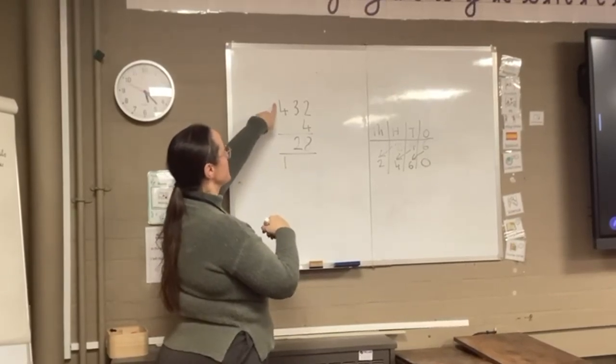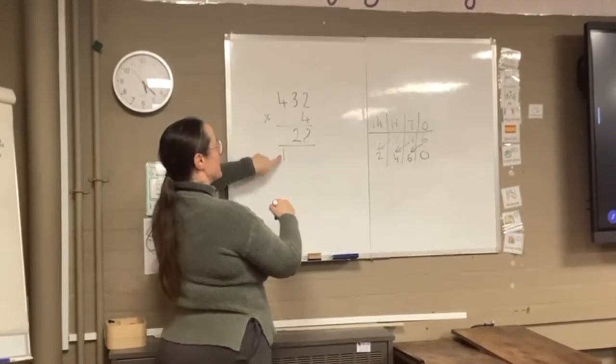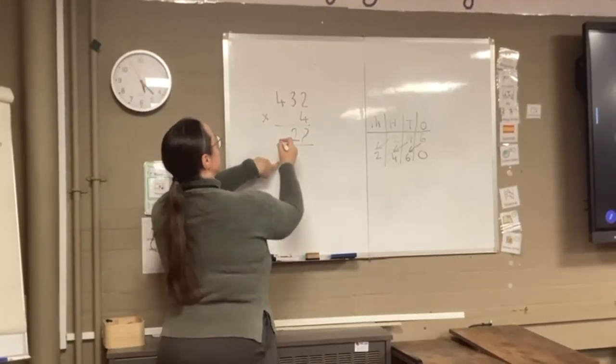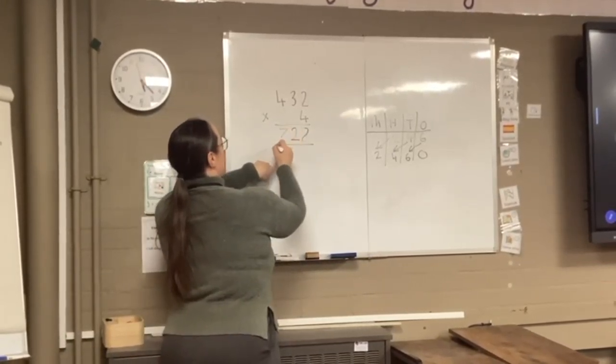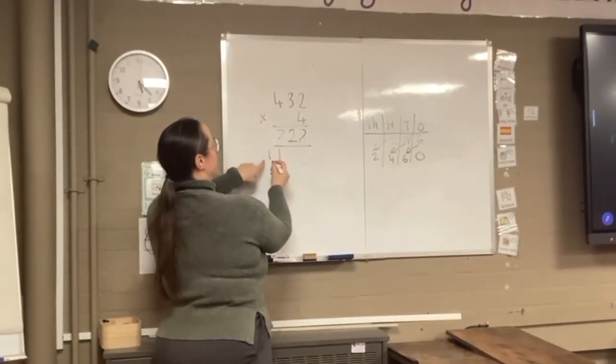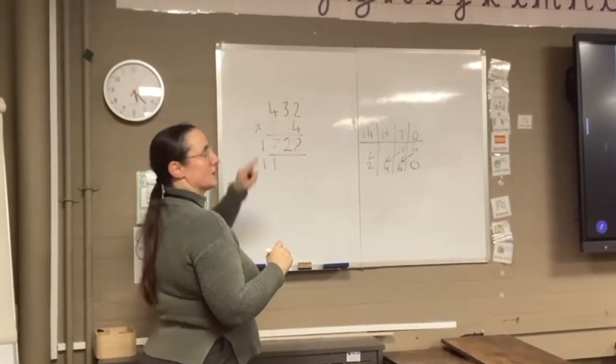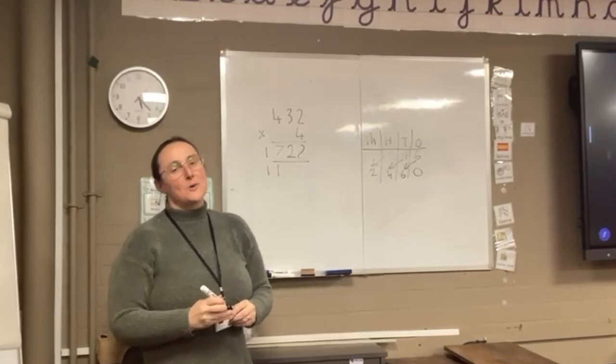And then onto the hundreds, 4 times 4 is 16. You then add on the 1 that you have carried underneath to give you 17. And then because there isn't any further calculation to do here, you can write that 1 there to give you your final answer. Hope that all makes sense to you.